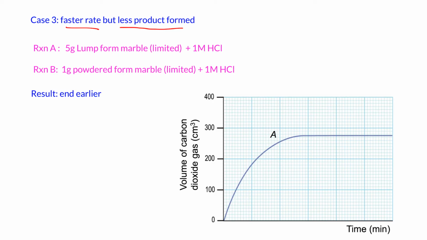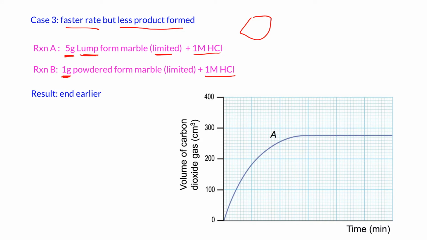So let's have a look at reaction A. We got 5 gram lump form. Lump form means a large piece of marble, and this is the limiting reagent. Both of them have the same concentration of HCl, but this time we have less limiting reagent. Less limiting reagent means we have less product going to be formed.